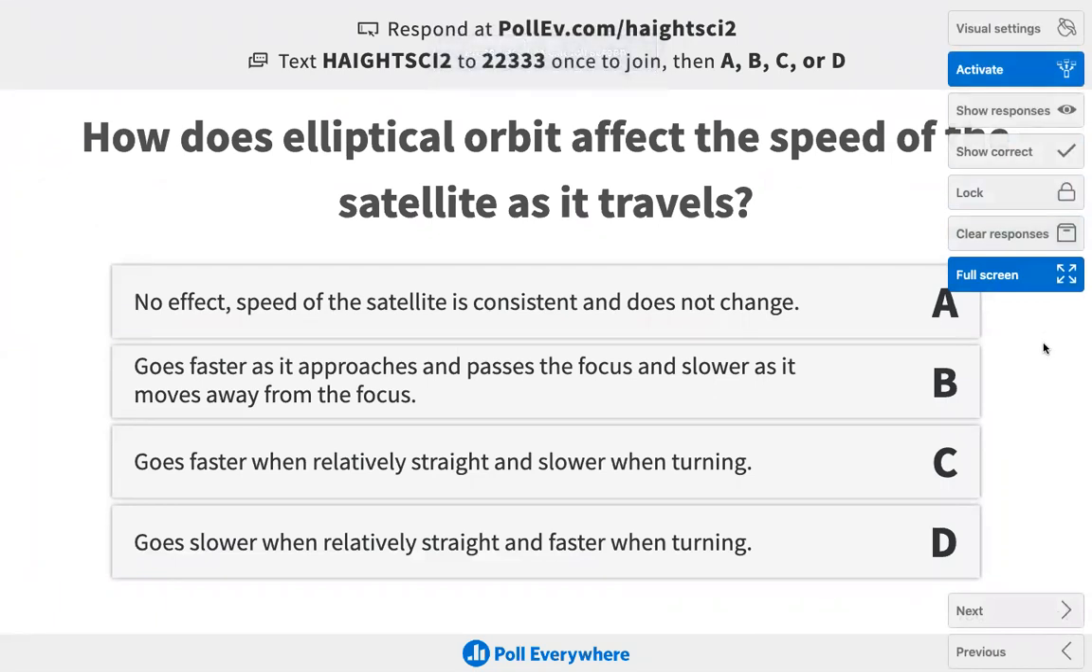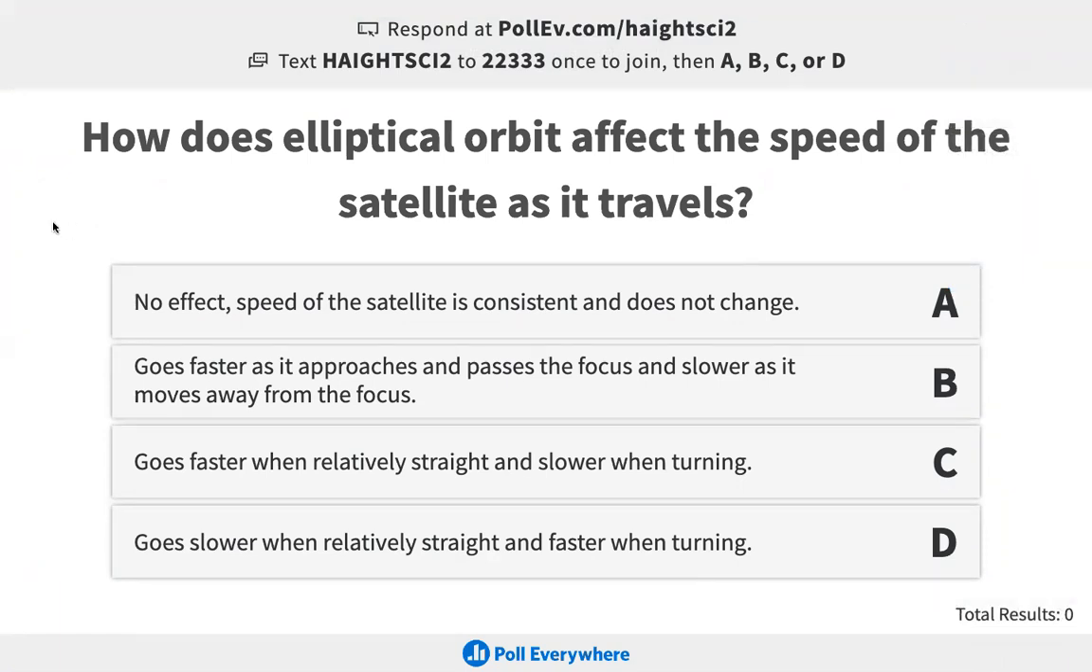The question is, how does elliptical orbit affect the speed of the satellite as it travels? Option A, there's no effect. Speed of the satellite is consistent, does not change, even in an elliptical orbit, just like in a circular orbit. Or B, it goes faster as it approaches and passes the focus, which is sort of whatever it's rotating around, and slower as it moves away from the focus. Or C, it goes faster when relatively straight and slower when turning, or vice versa for D, it goes slower when it's relatively straight and faster when it's turning. So again, I know you don't have much context to go off of here, but just take your best guess and we'll review it together.